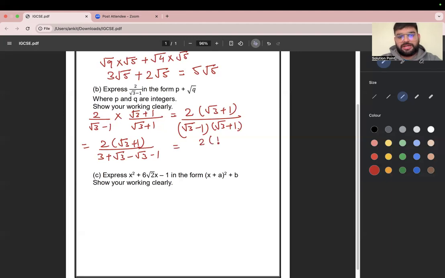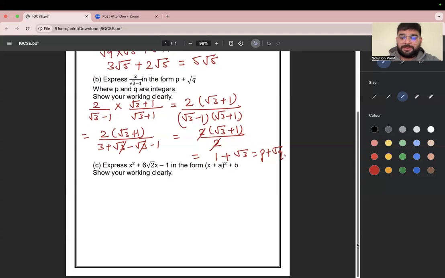Now I have 2 times square root 3 plus 1 over this, and the plus square root 3 and minus square root 3 will get cancelled. So I'll be left with 3 minus 1, which is 2. Now this 2 and this 2, I can cancel. So I'll be left with 1 plus square root 3, which is in the form of p plus square root q. So this is the second part of the question. Now let's do the third part.